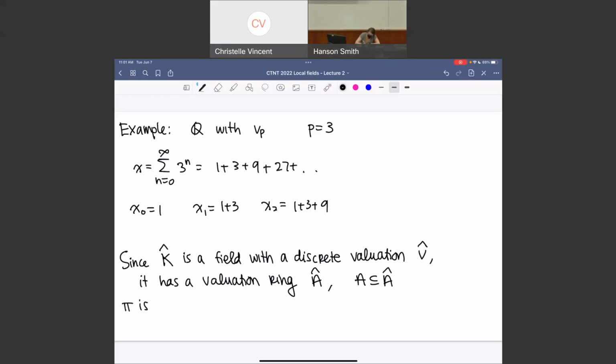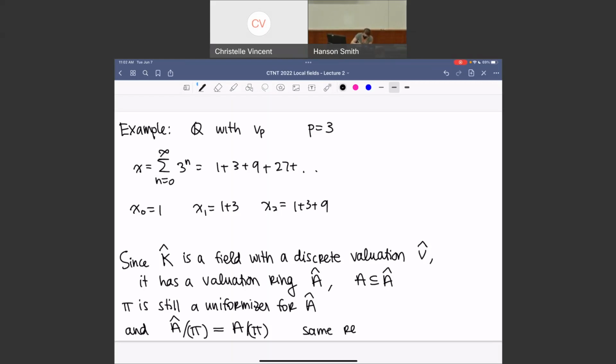Pi is still a uniformizer for A hat. It's still there and it still has valuation 1. Nothing has changed on that one. And A hat mod pi, the ideal pi in A hat, is actually equal to A mod pi. So they have the same residue field. Okay, and that's where I'm going to end today.